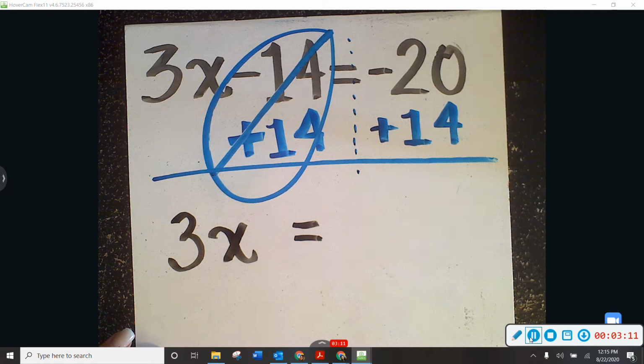Negative 20 plus 14? Oh gosh, that just seems crazy. Now, if you know the answer, awesome, you could write it down, you got this. But if you're on the struggle bus right now, don't fret. Let's go ahead and review integers.